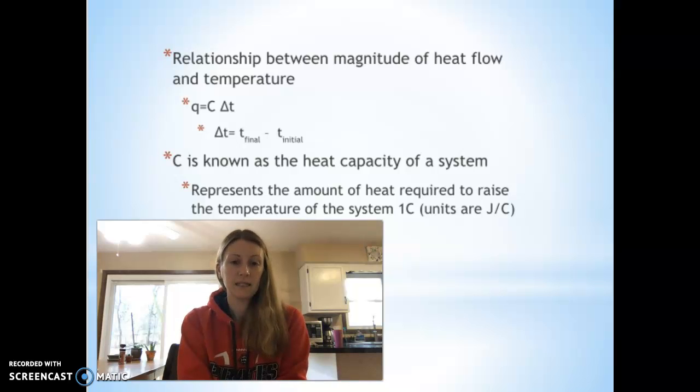We multiply it by C, which is known as the heat capacity of a system, to get Q, which again is our heat flow. So the heat capacity represents the amount of heat required to raise the temperature of the system 1 degree Celsius. So in this case, it's not specific to water, it's just the temperature of that system itself.